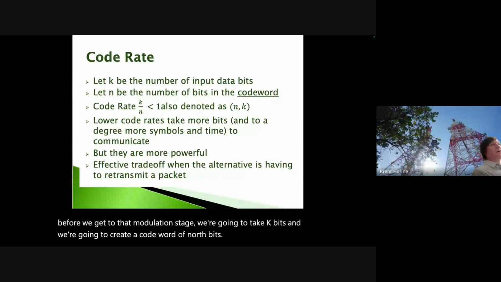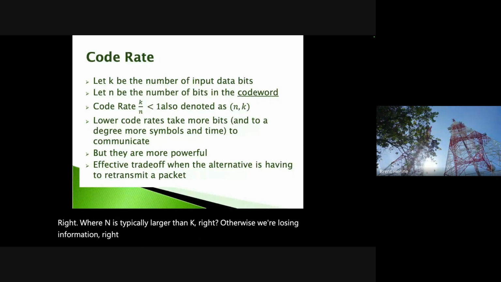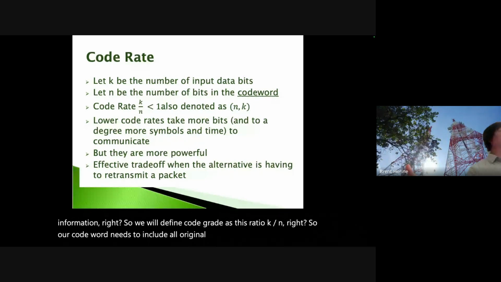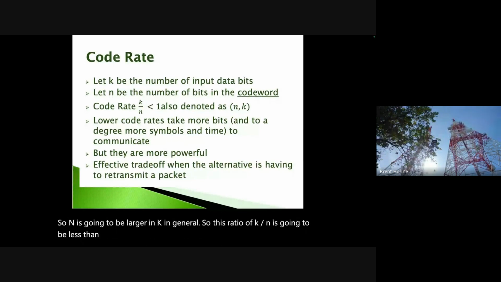Where N is typically larger than K, otherwise we're losing information. So we will define code rate as this ratio, K over N. Our code word needs to include all the original data plus some redundant bits. So N is going to be larger than K in general, and this ratio K over N is going to be less than 1. We can also denote it in this (N, K) type notation.